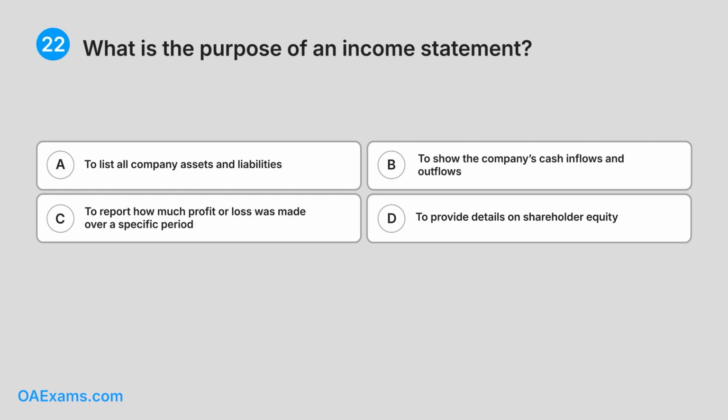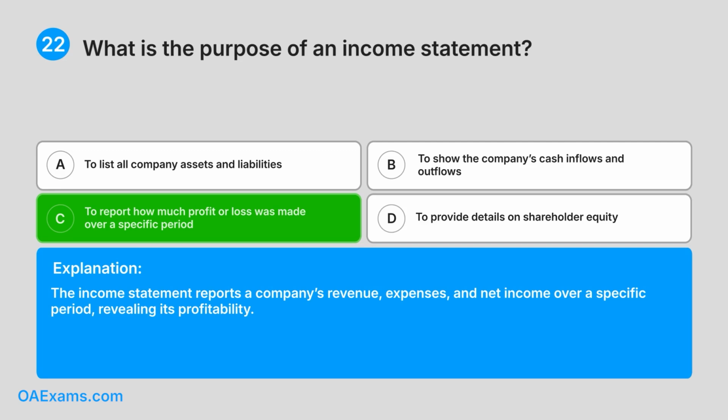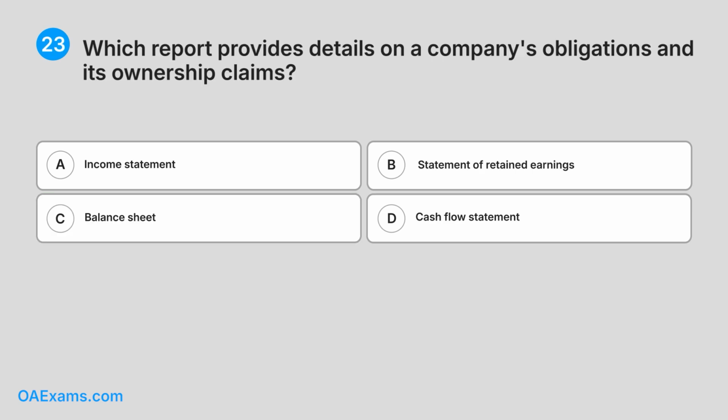Correct answer. C. Explanation. The income statement reports a company's revenue, expenses, and net income over a specific period, revealing its profitability. 23. Which report provides details on a company's obligations and its ownership claims? A. Income statement. B. Statement of retained earnings. C. Balance sheet. D. Cash flow statement. What do you think is the answer?